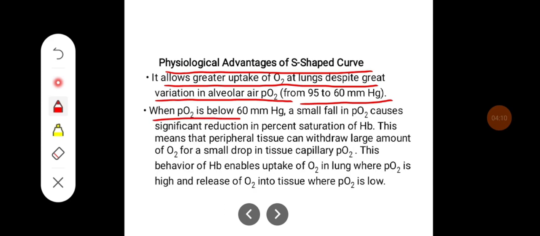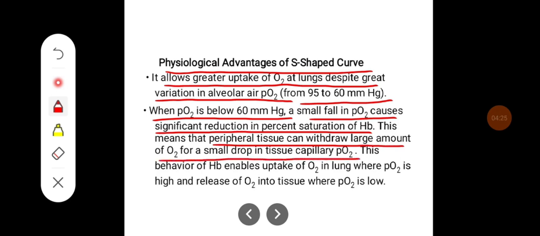And when PO2 is below 60 mm Hg, a small fall in PO2 causes significant reduction in the percentage of saturation of hemoglobin. This means that peripheral tissue can withdraw a large amount of oxygen for a small drop in tissue capillary PO2. This behavior of hemoglobin enables uptake of oxygen in the lung where PO2 is high, and release of oxygen into the tissue where PO2 is low.